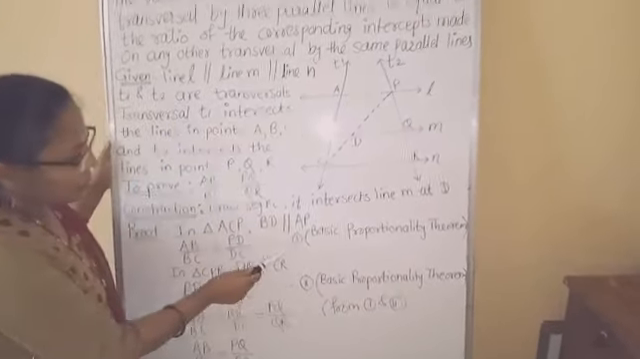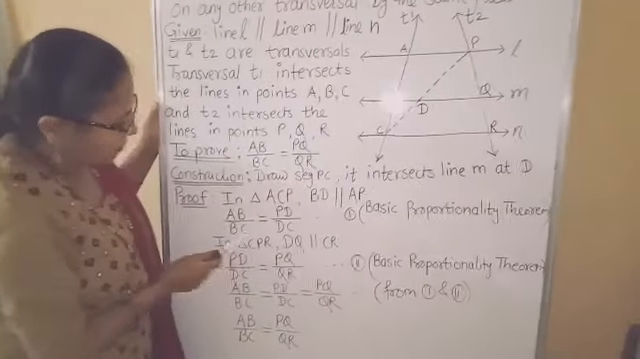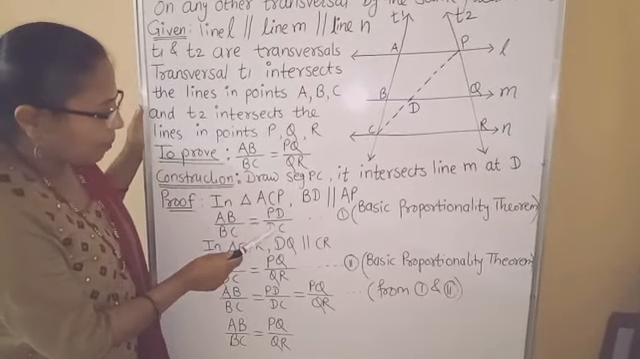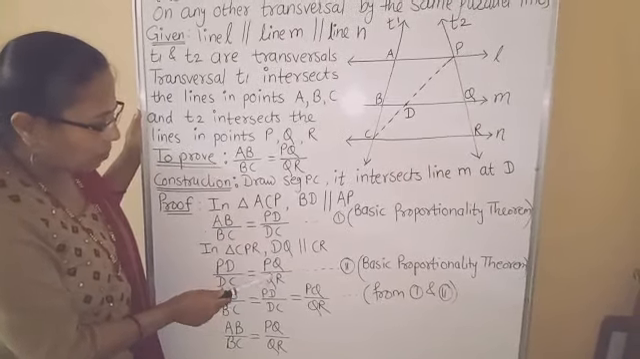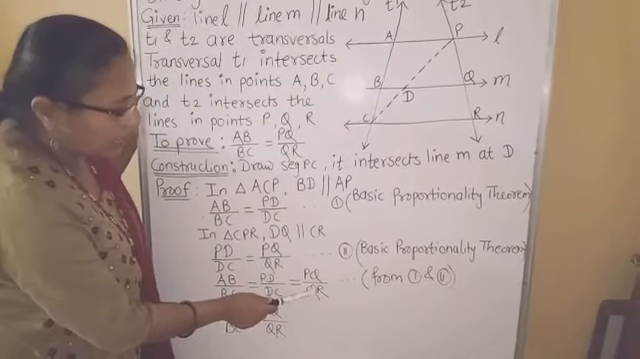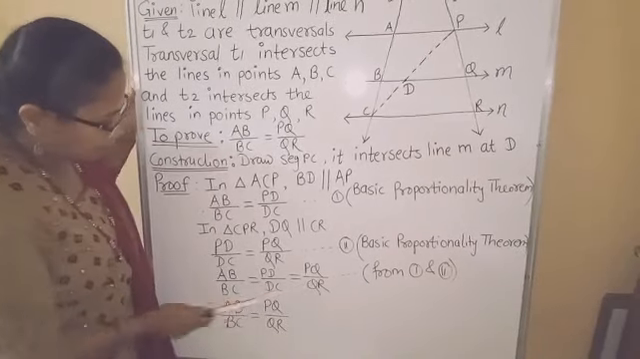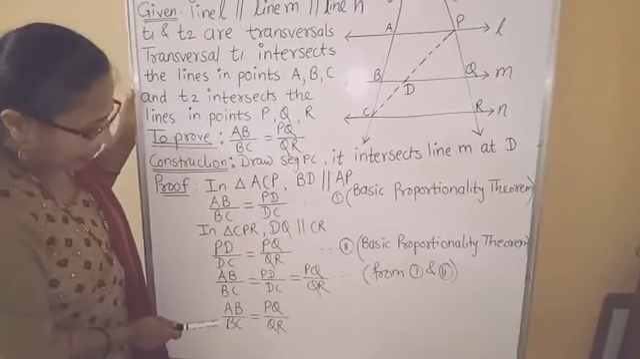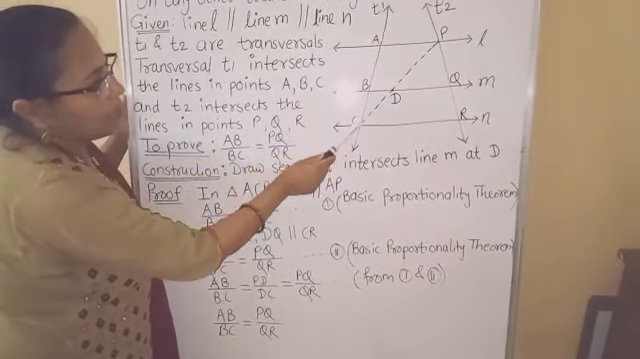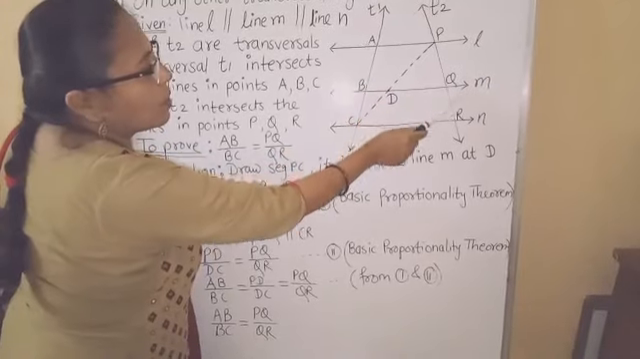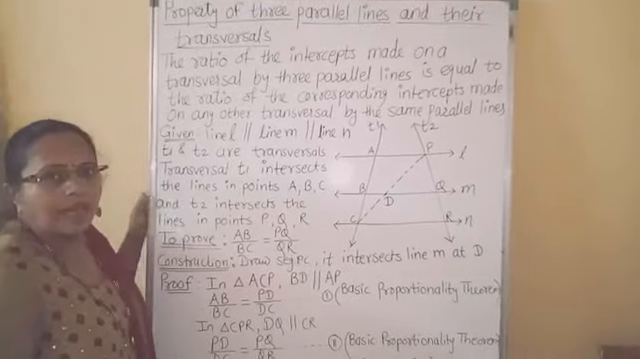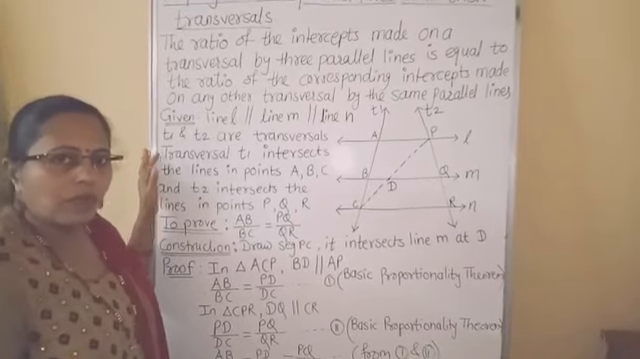Now student, from this first and second statement we will get AB upon BC equal to PD upon DC equal to PQ upon QR. We got these three ratios equal and from this we will get AB upon BC equal to PQ upon QR. See, AB upon BC equal to PQ upon QR. This is the property of three parallel lines and their transversals. Followed students, how it is proved? Okay.